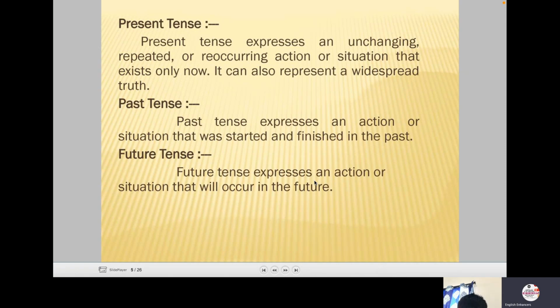Any action which is happening every day or which is happening now or which is happening in the present is put in the category of Vartaman Kal, or we can say as present tense.